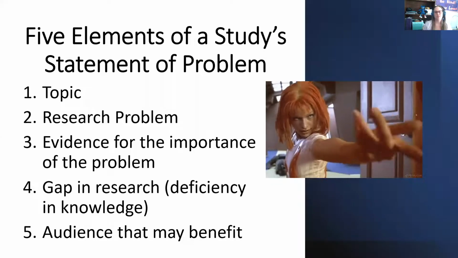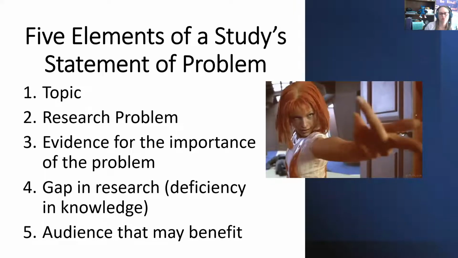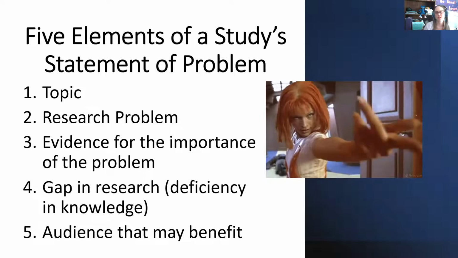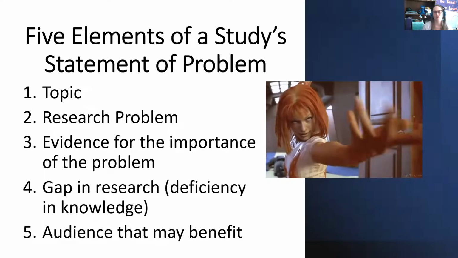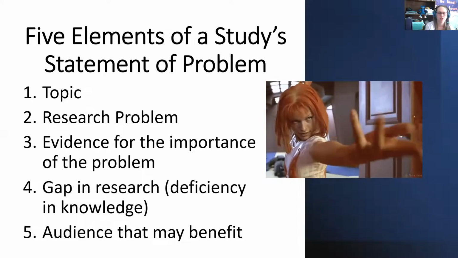The 5 elements of a study's statement of problem: you have the topic, research problem, evidence for the importance of the problem, gap in research, and then the audience that may benefit. So these are the things you want to make sure you cover.